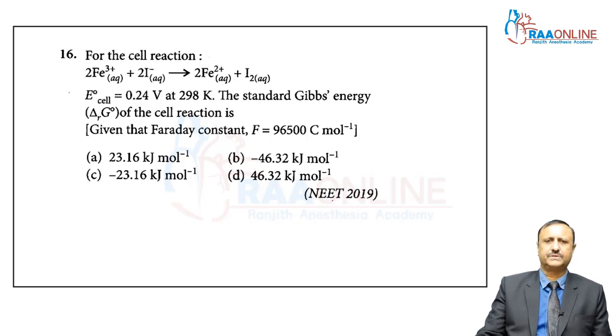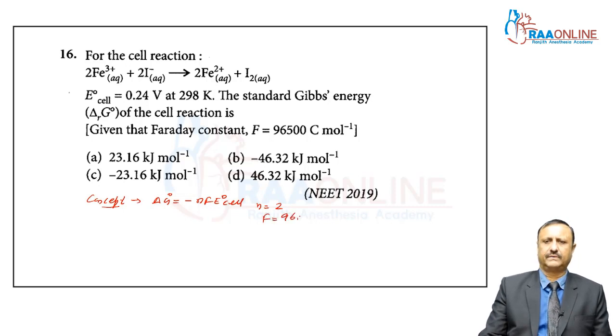The standard Gibbs energy of the cell reaction is asked, given that Faraday constant F is equal to 96,500 coulomb. My dear students, what is the concept and formula? Here we can see that ΔG° is equal to minus nFE° cell, and this is the free energy at standard state. Here n is the number of electrons, and here you can see the plus 2 charge or minus 2. So here 2 electrons are taking part in the reaction.